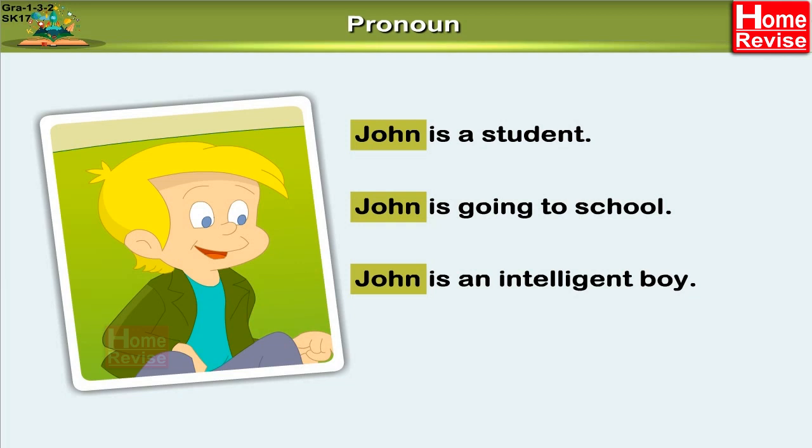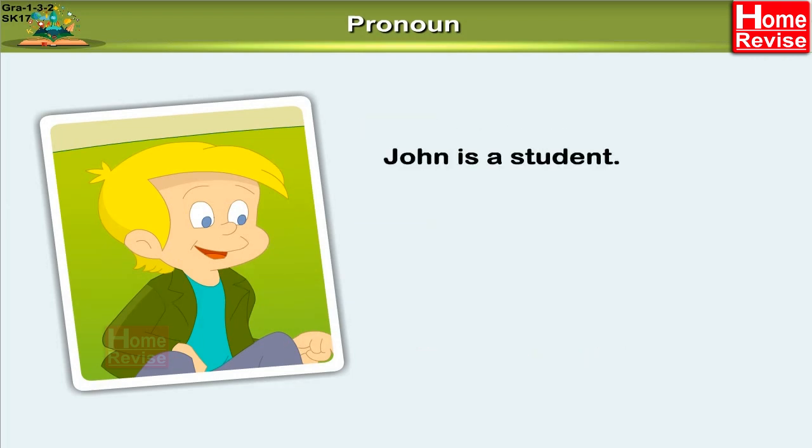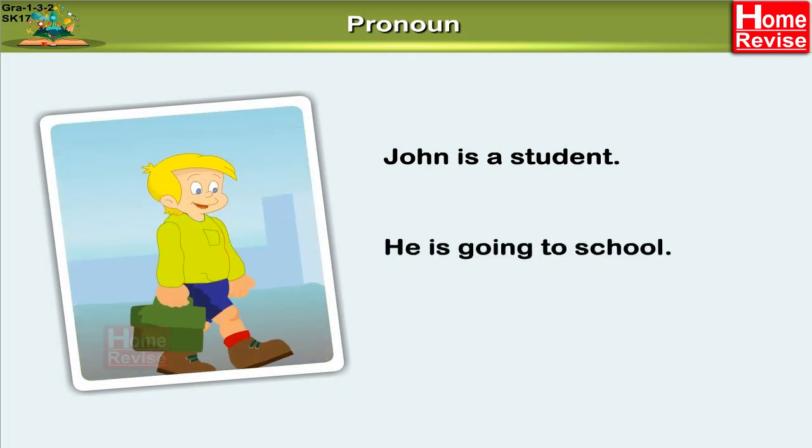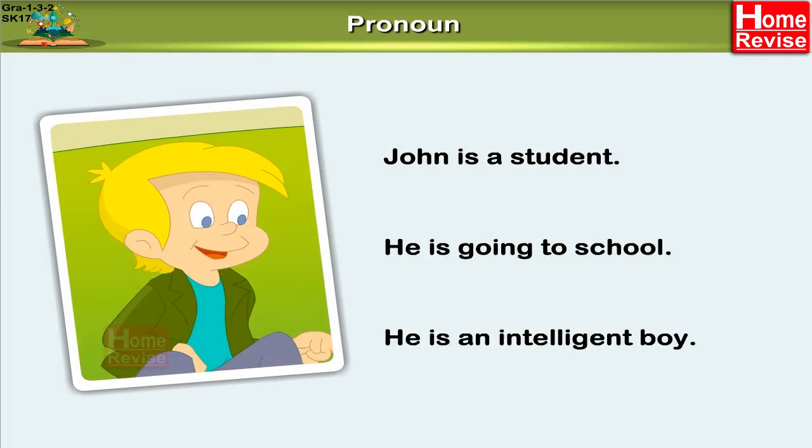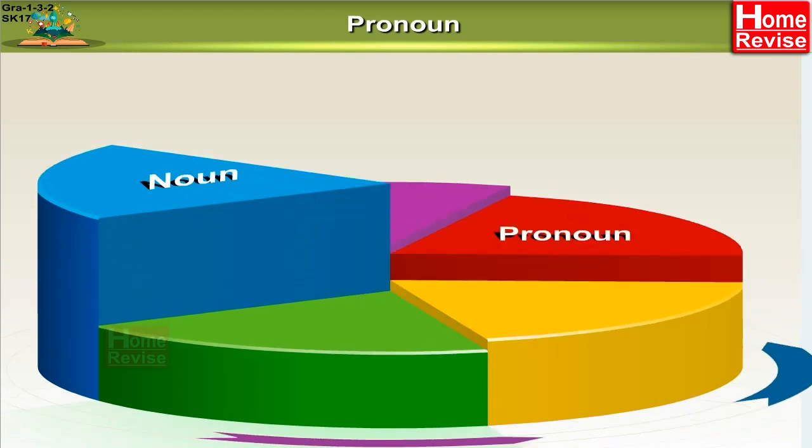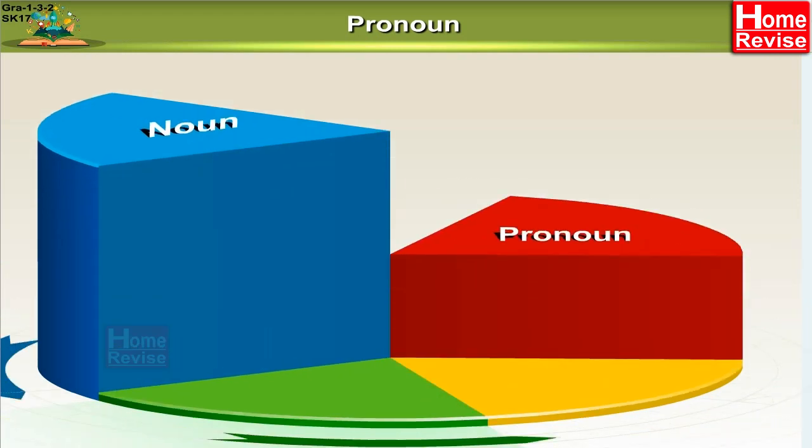Instead of this, we can use a pronoun for John, something like this. John is a student. He is going to school. He is an intelligent boy. Now, doesn't that sound better? You bet. Here is a chart showing pronouns for nouns.